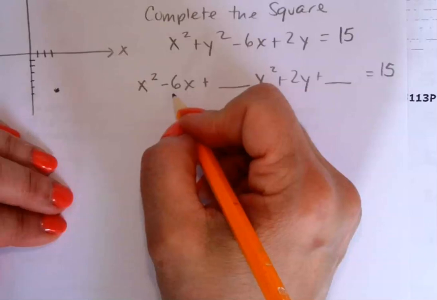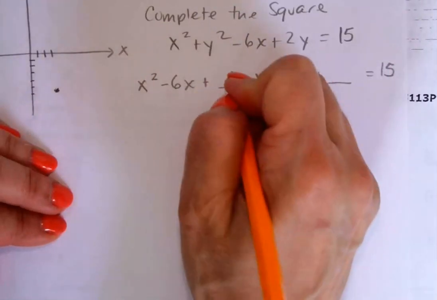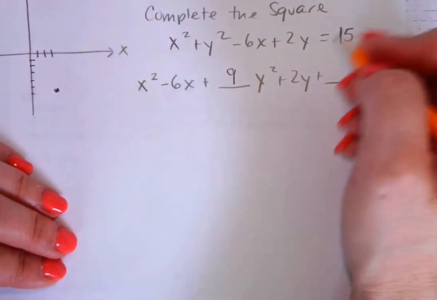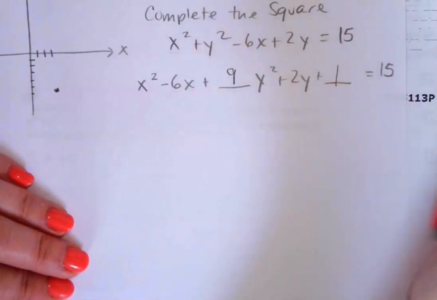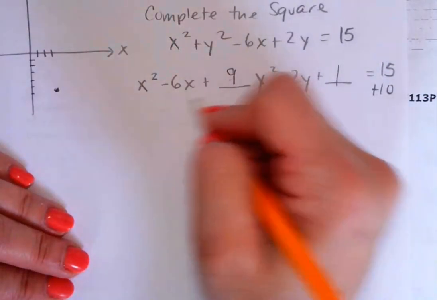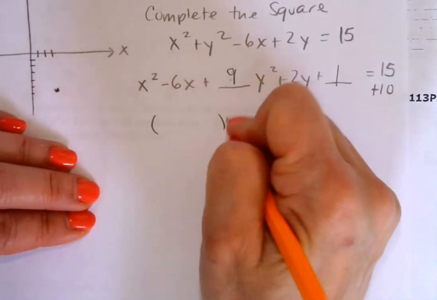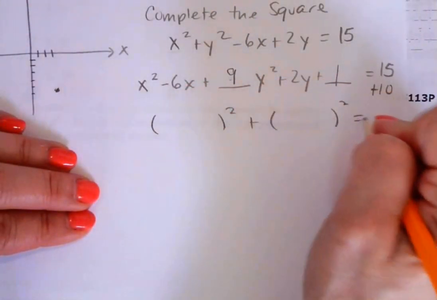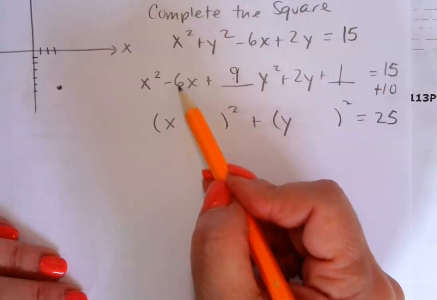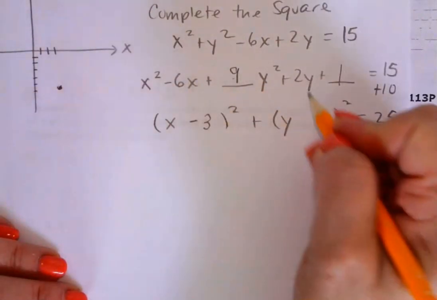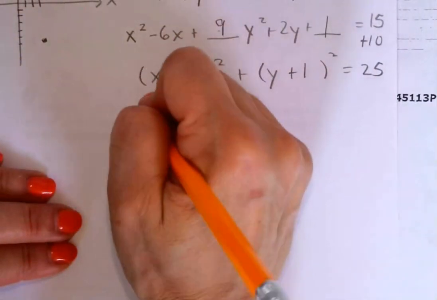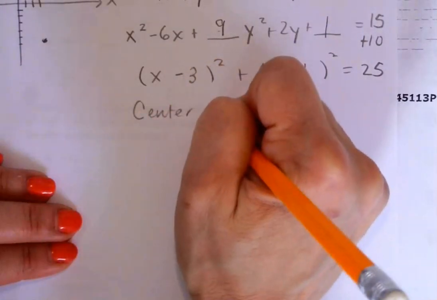Remember, we're going to take 1/2 of b and square it. Half of 6 is 3, 3 squared is 9, and half of 2 is 1, 1 squared is 1. So I added 9 and 1, I'm going to add 10, or 9 plus 1, to the other side of the equation. Alright, so now we can put this in our factored form. And remember, this will always be 1/2 of b, same sign.